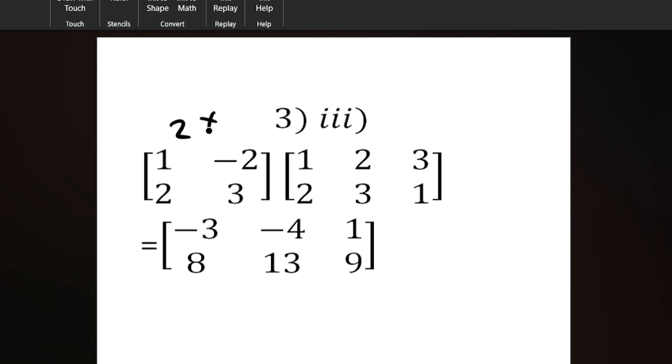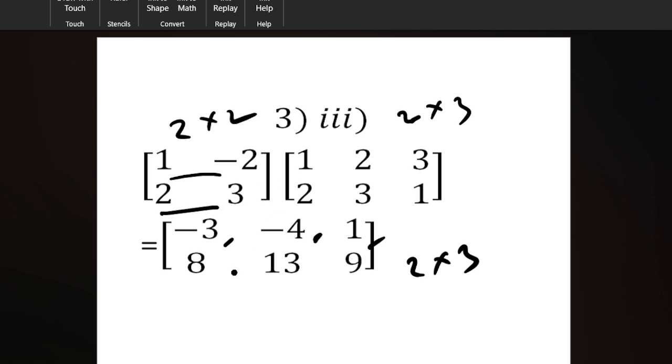Order is 2 by 2, and here order is 2 rows 3 columns. So we'll get 2 by 3. Here you see first row first column: 1 into 1, 1, minus 4, minus 3. 1 into 2, 2, minus 2 into 3, minus 6, to minus 4. 1 into 3, 3, minus 2, 1. Like this, second row first column we'll get 8, second row second column we'll get 13, second row third column we'll get 9.